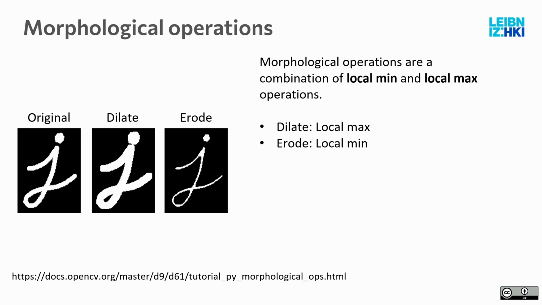And there are two basic ones, the local maximum and the local minimum. Historically, and because they are mathematically something else, set operations, they're called dilation and erosion. And it's obvious why they're called like that. We have here this original image, which I stole from OpenCV's examples. If you apply the dilation, so a local maximum operation, then it gets dilated.